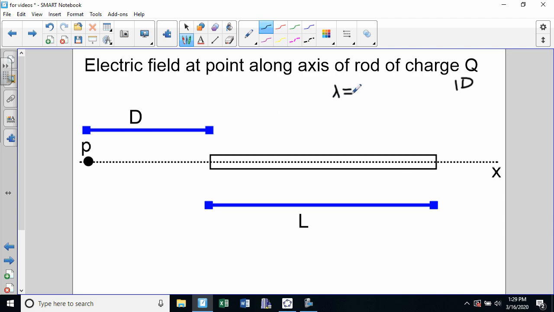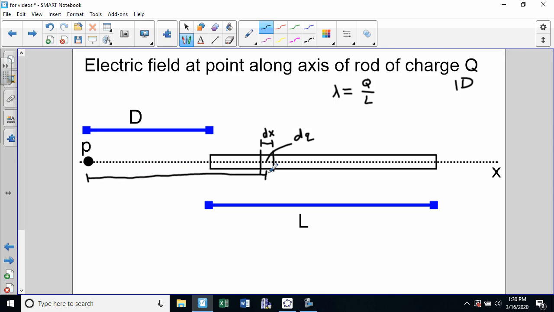It means that any length of this bar that I cut should have a ratio of Q over L, however much charge is in that section divided by the length of that section. So what I want to do to find the electric field here, at a point P that's a distance D away from the edge of the bar, is cut this thing into a little tiny length of dx. And that dx, that one little charge dq, if I want to find its contribution to the electric field over here, then I need to know how far away from point P it is.